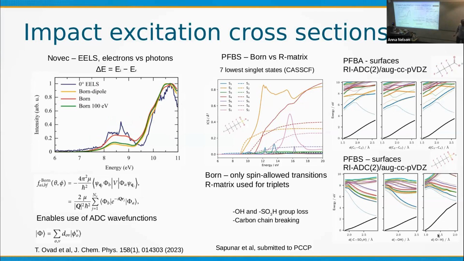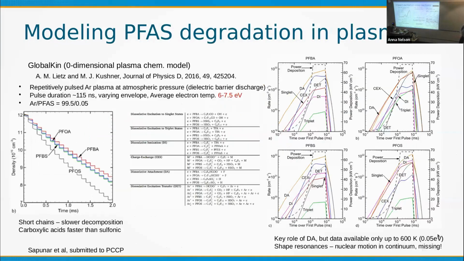We can do these calculations not only with our R-matrix methods, but also with a simpler approach, which uses the Born approximation. And that's very useful because, as you can see from the comparison here for PFBS, at least at the lower energies, the magnitudes are fairly similar. So it's a much simpler and faster route towards some results. This data is then used in the group of Mark Kushner to model the degradation of these PFAS molecules. Maybe Mark will tell you something about this later in this talk.